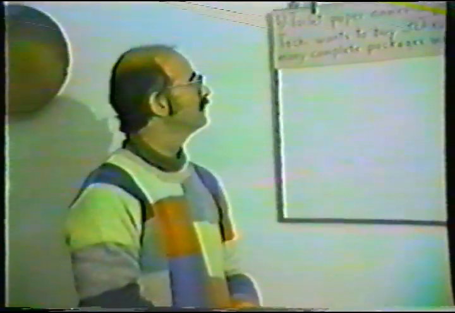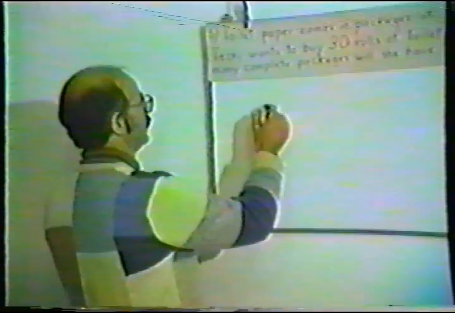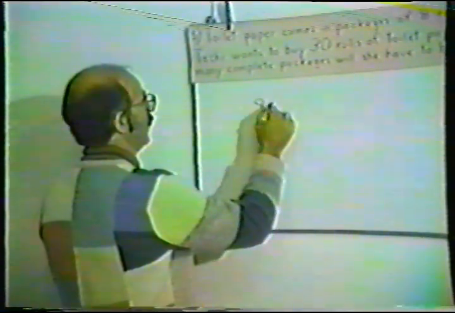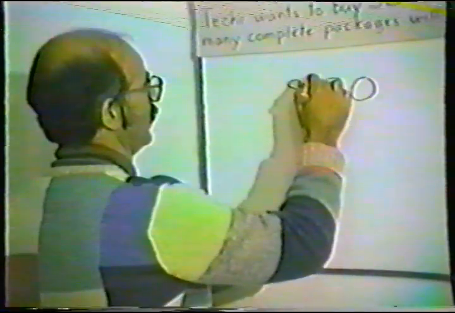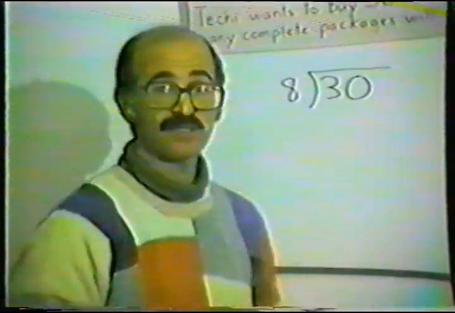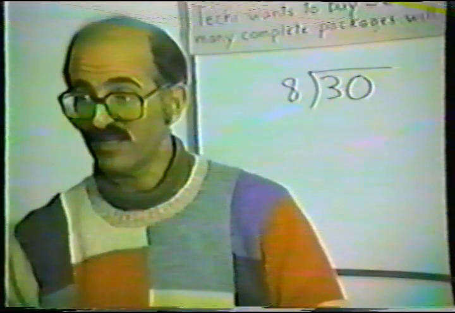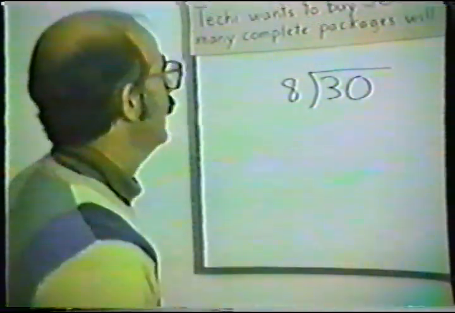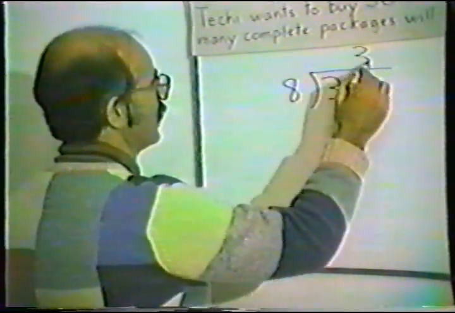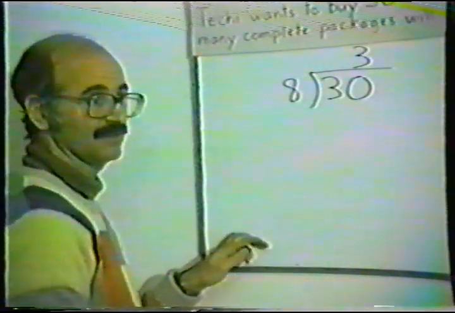Well, it seems like we'd like to find out how many packages of 8 there are in 30 rolls. Now, if we're trying to do that, what would we do with the numbers 8 and 30? Divide. Let's try that and see what happens. 8 into 30. How many times does 8 fit into 30? 3. And that is true because 3 times 8 is? 24.